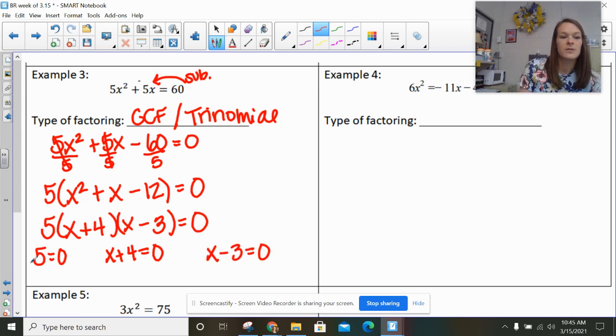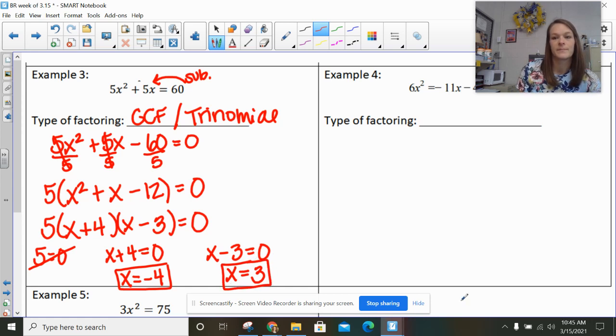Now, because this one doesn't have an x, this one just kind of goes away. So I'm not going to have an answer for that. All right, here I would subtract 4, and x would be -4. And here I would add 3, and so x would be 3. So my answers here are -4 and 3.